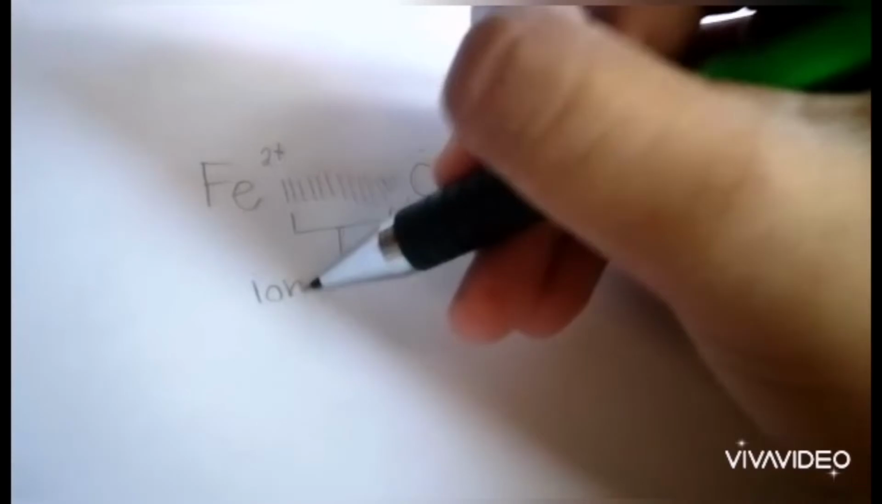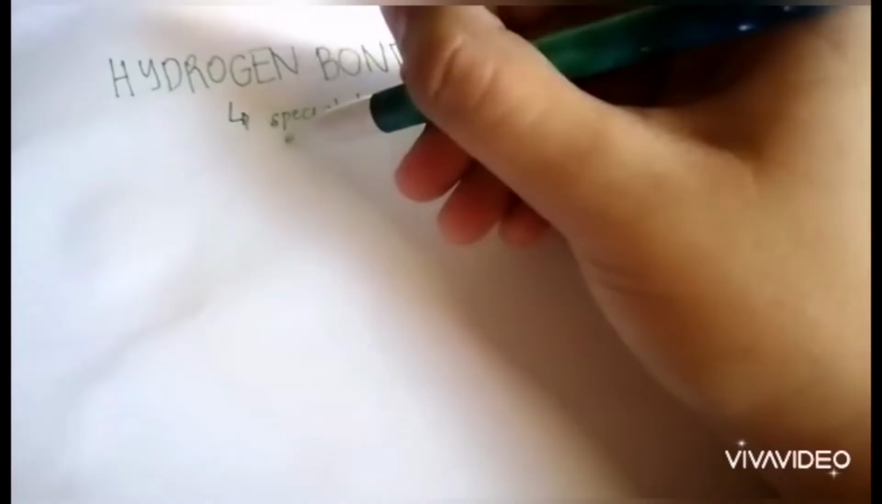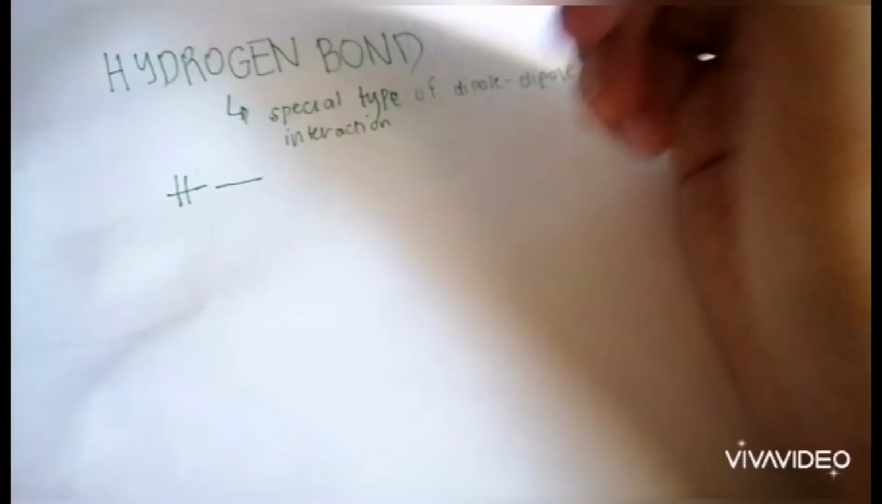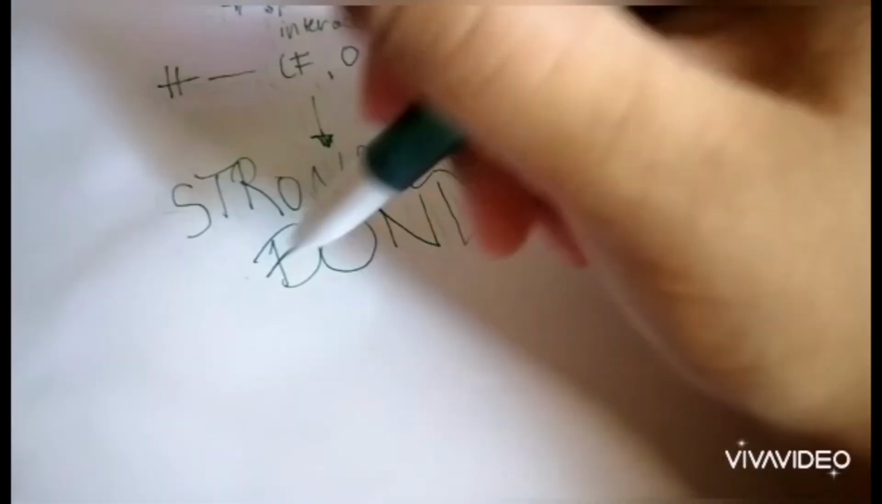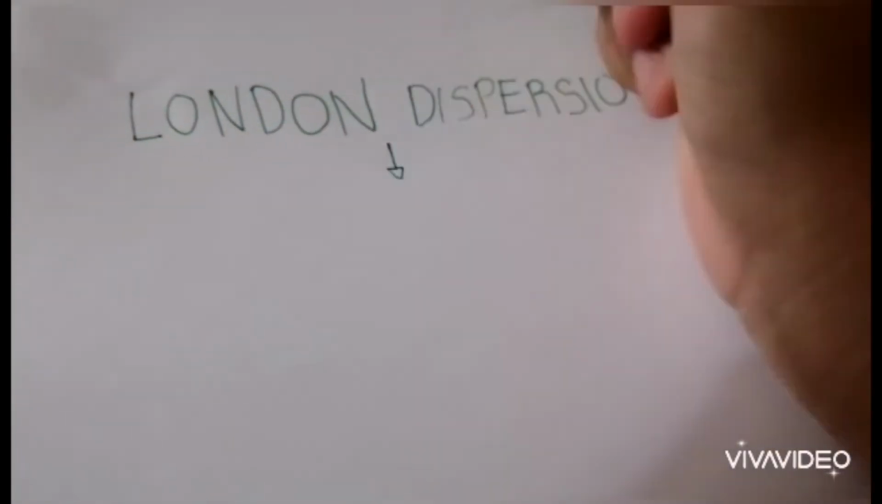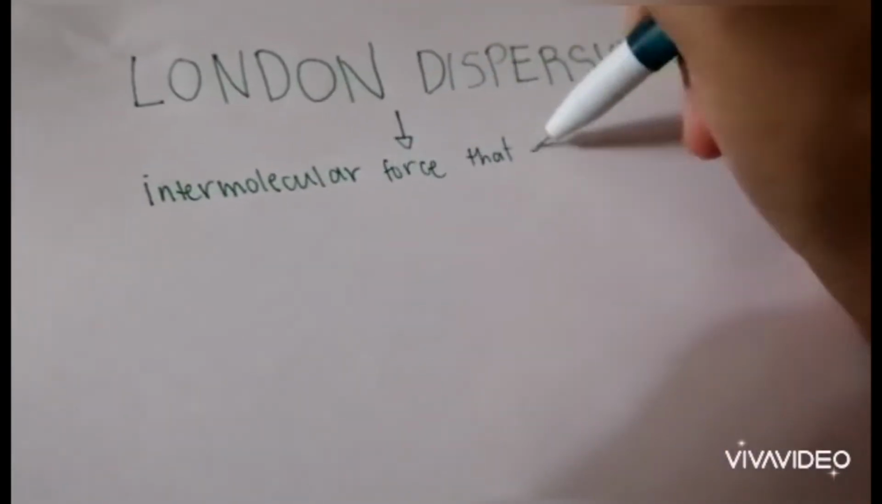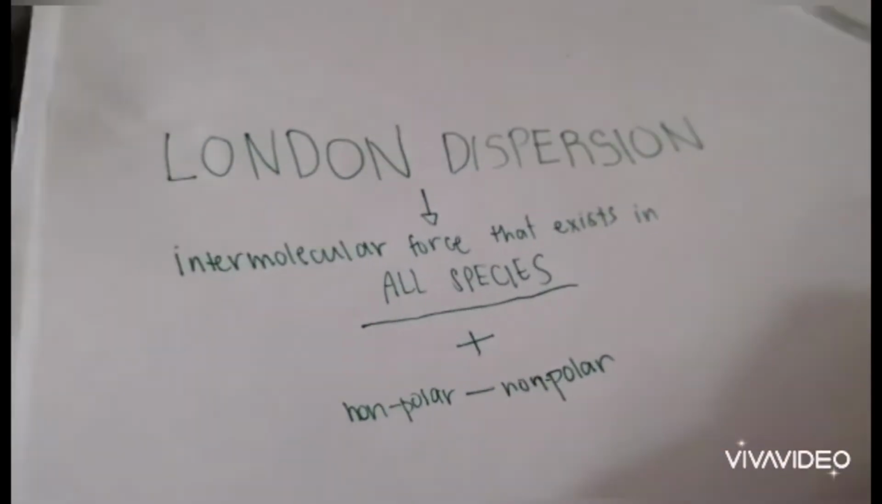Hydrogen bonding is a special type of dipole-dipole interaction that exists in polar molecules. It is when H bonds with highly electronegative atoms, and it is known to be the strongest bond there is. Lastly, we have the London dispersion forces. These exist in both polar and non-polar molecules, in short, in all species.